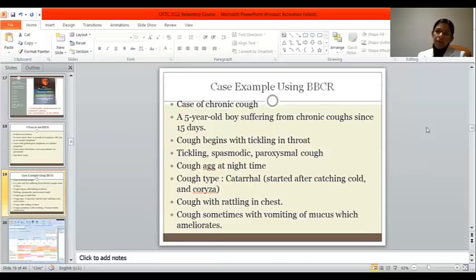And what is the type of cough? This is a classical feature which we see in BBCR where they have categorized it. So when we go in BBCR, we can see cough type catarrhal. Catarrhal means it started after catching cold and coryza. Cough with rattling in chest. So he was also having a lot of rattling in the chest. Cough sometimes with vomiting of mucus, and that ameliorates.